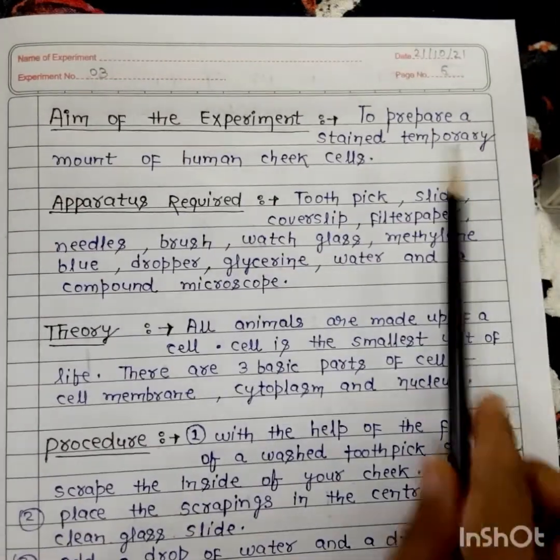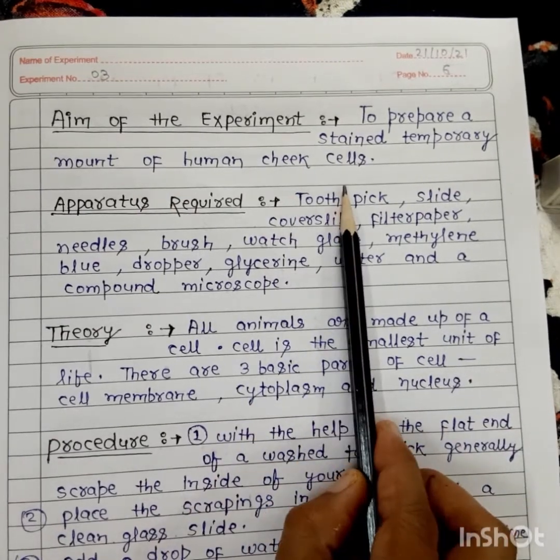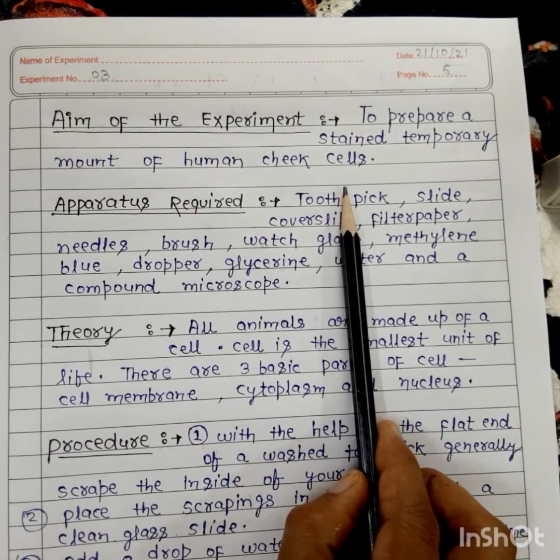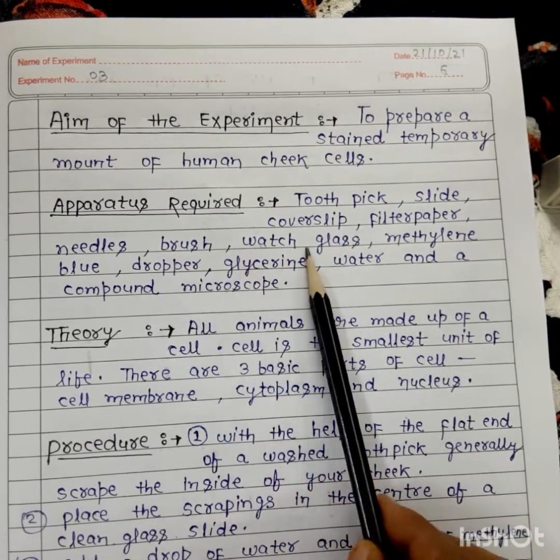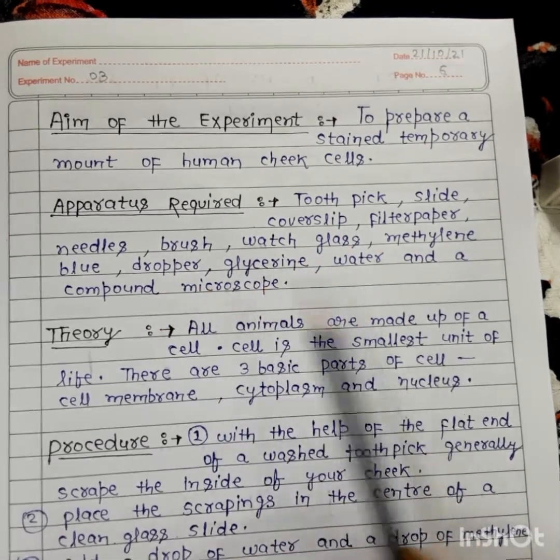Our third experiment is to prepare a stained temporary mount of human cheek cells. First we have done onion, then we have to do the human cheek cell. For this, what apparatus is required? Toothpick, slide, cover slip, filter paper, needles, brush, watch glass, methylene blue, dropper, glycerine, water, and a compound microscope.